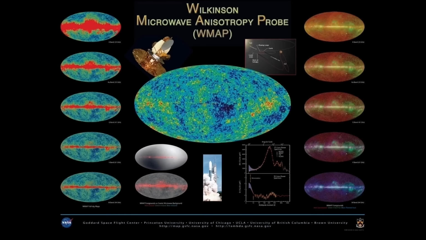The green colors on the right-hand side are from free-free emission. This indicates high-speed electrons passing by nuclei and either slowing down or speeding up.